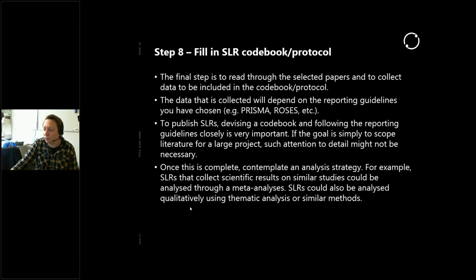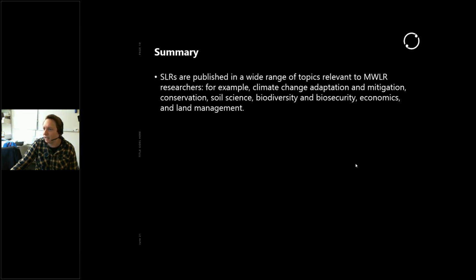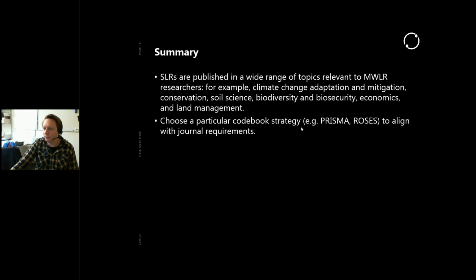Also, we could use qualitative techniques like thematic analysis, which I presented in another I330 seminar, to analyze the data that's collected. So just to summarize, systematic literature reviews are published on a wide range of topics relevant to our researchers, such as climate change adaptation and mitigation, conservation, soil science, biodiversity and biosecurity, economics and land management.